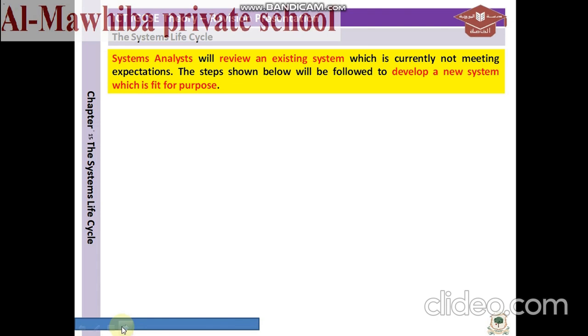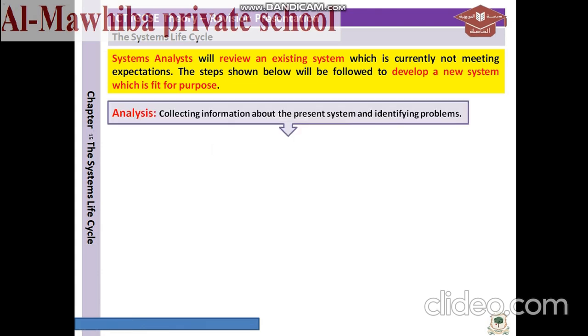For the first step, that is the analysis, the system analyst is the one who reviews the existing system. During analysis, they will collect the information about the present system and they will also identify the problem, because we cannot make a new system or a solution without identifying the problem. So during analysis, they will collect all the information regarding the present system and identify the problems.